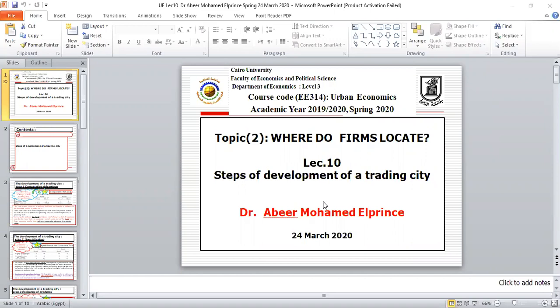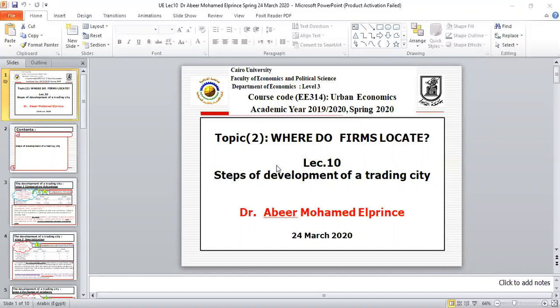Lecture 10, under topic 2, where do firms locate? Lecture 10, steps of development of trading city. We said that there are 3 conditions of developing a city. Number 1, agriculture surplus. Number 2, urban production. And number 3, transportation. Three main factors or conditions to develop a city.